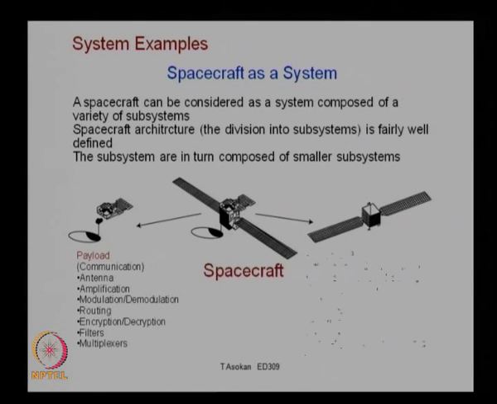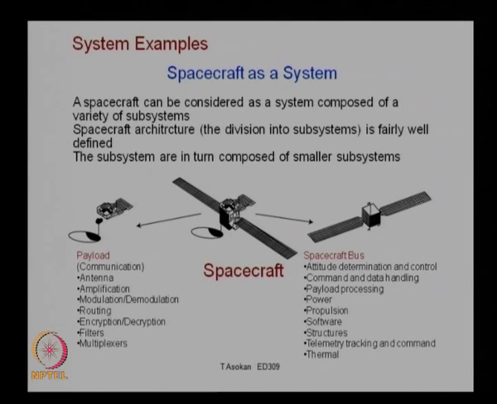Let us take a few examples for these systems and then try to understand what the subsystems involved are and how they have become part of a larger system or a subsystem of some other system. Take for example a spacecraft as a system. As all of you know, it can be considered as a system composed of a variety of subsystems. So every spacecraft has many subsystems, and the spacecraft architecture is well defined, because there is a well defined structure for the architecture, and the subsystems are in turn composed of smaller subsystems.